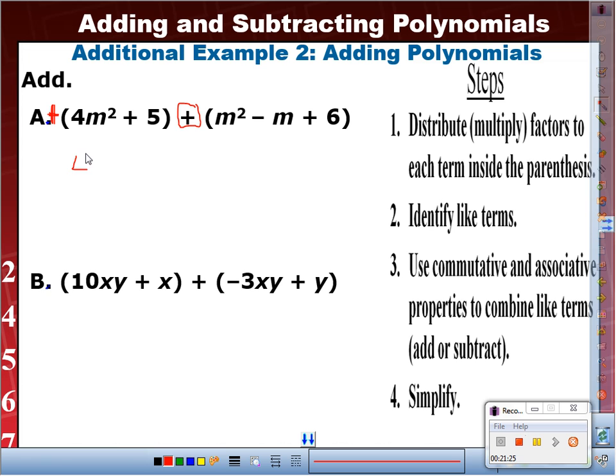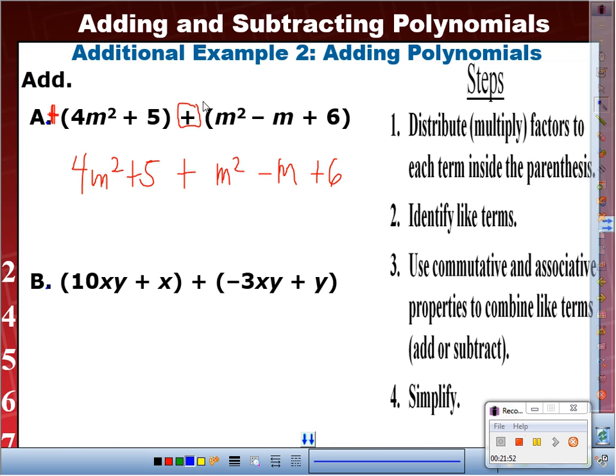Watch. What did I just do? Tell your neighbor. All you do is get rid of the parentheses, okay? And then watch. Let me show you why. Pay attention, please. Here goes the why. Why do I get rid of the parentheses?